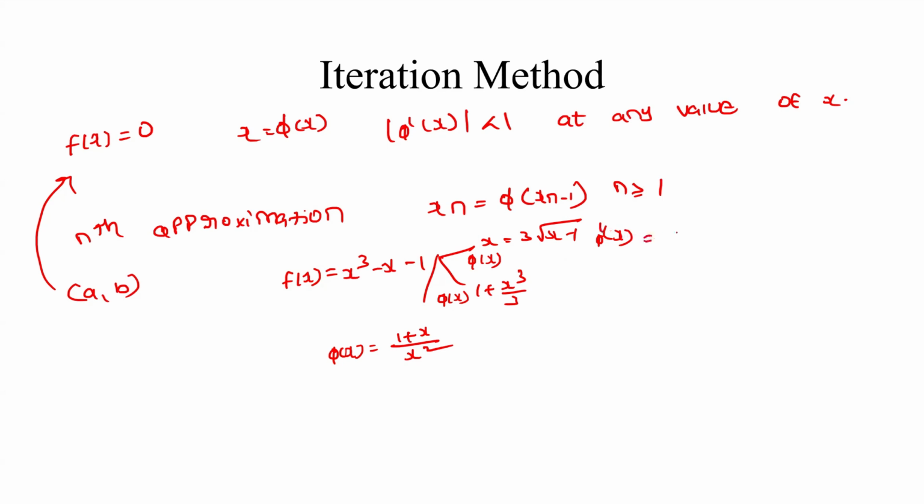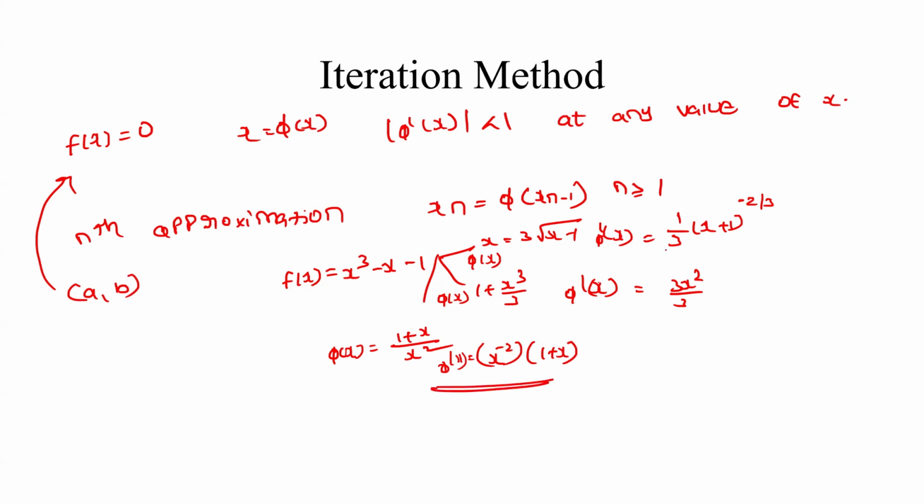Phi dash of x is equal to 1 by 3 of x plus 1 whole power minus 2 by 3, and here phi dash of x is equal to 3x square by 3, and here phi dash of x is equal to minus 2 into 1 plus x, and so on. We need to do differentiation for this. Okay, now let's substitute any value of x. We need to check that phi dash of x must be less than 1.